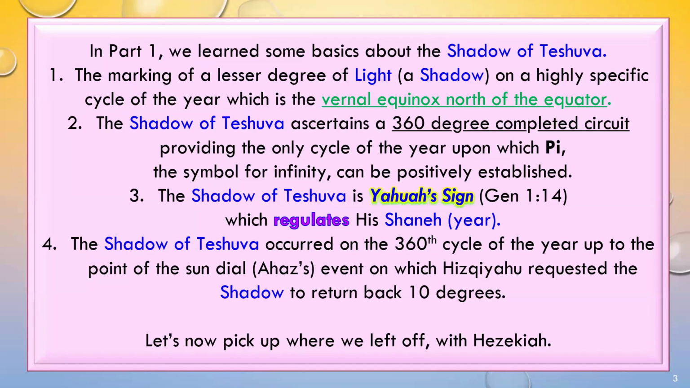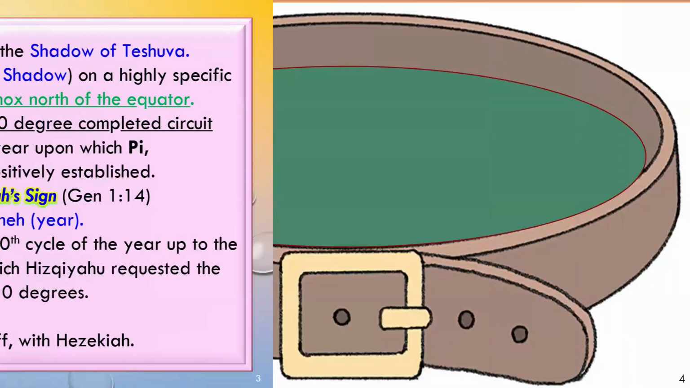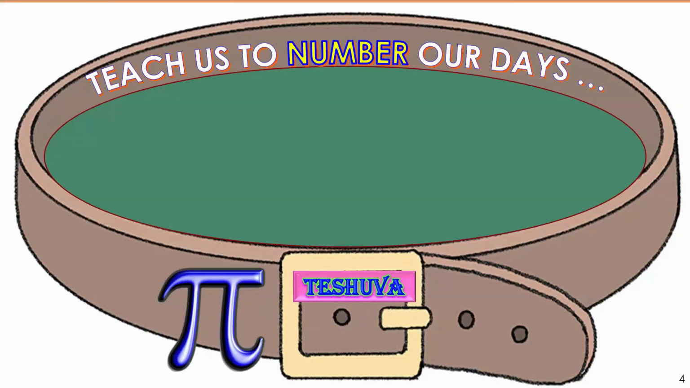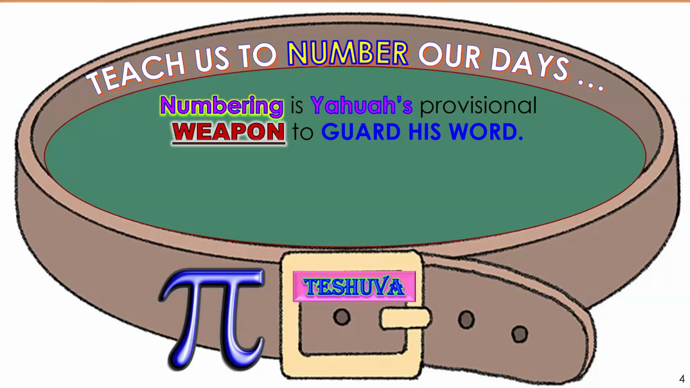Let's now pick up where we left off with Hezekiah. Teach us to number our days. That's the instruction we receive out of Psalms 90, verse 12. Teach us to number our days to bring our hearts unto wisdom. Numbering is Yahuwah's provisional weapon to guard his word. Weapon's a pretty strong word, isn't it? It's an extremely strong word.